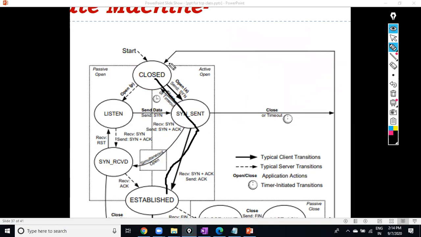Is that clear or not? I'm talking about this section A here. But from SYN sent, we have one more option, which I'll discuss also. First, I'm talking about this thing. Any questions? Any doubt about this scenario here?